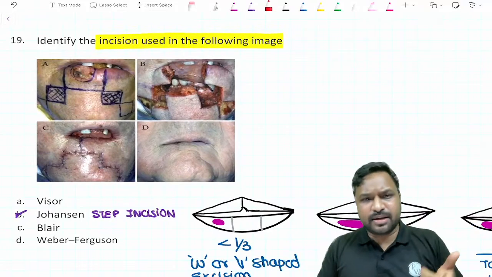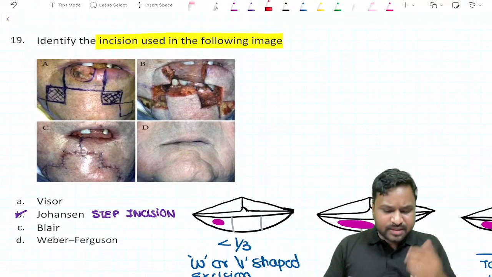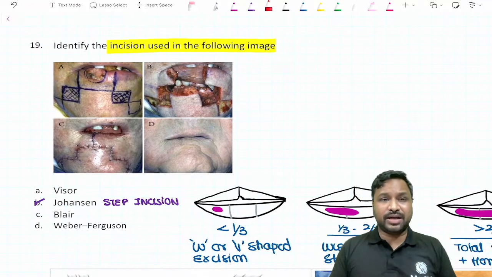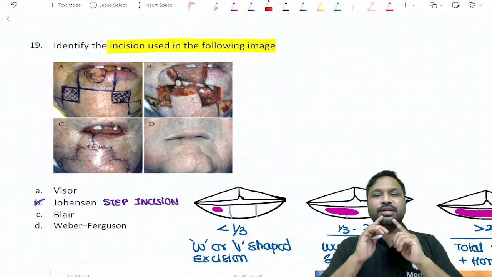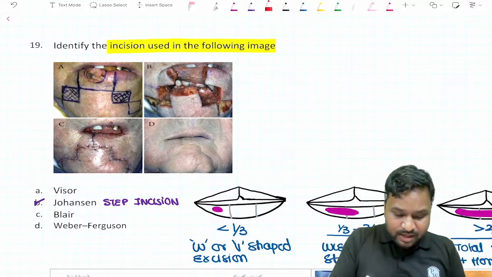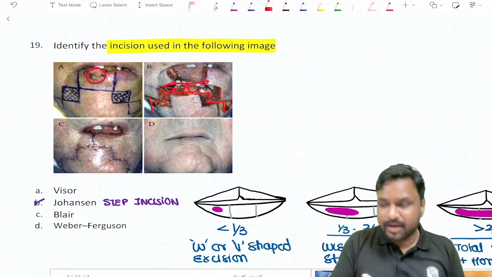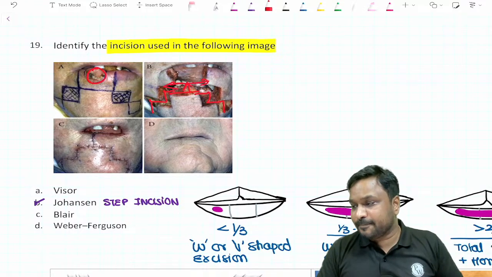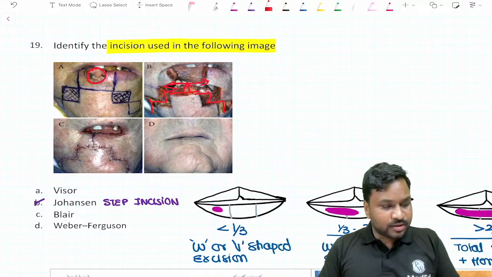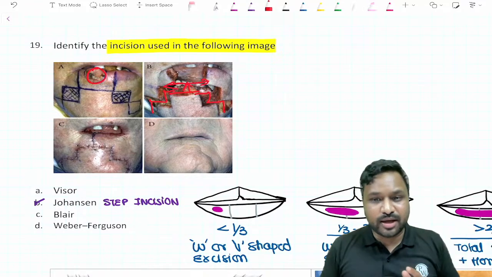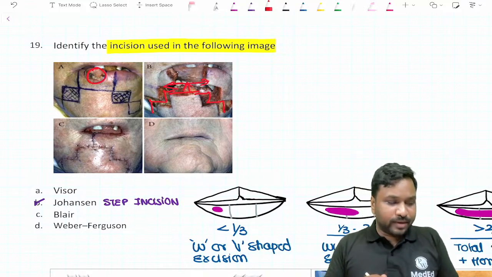Again, plastic surgery is an important question. It's been moving very fast. They'll ask you, usually now we're talking about lip cancers, asked repeatedly, what is this surgery? You can see it has moved, and then there has been the defect. There's a defect here. I have moved a flap and then I have pushed the flap and reconstructed it back. And this is what we call the Johansen step surgery. It is your Johansen step surgery.